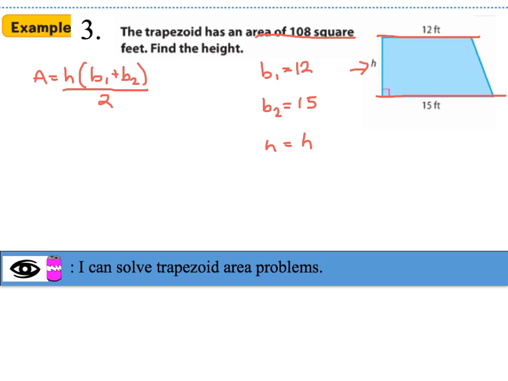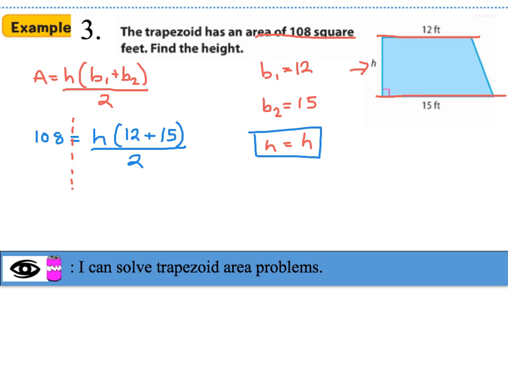So they're giving us the area. We know the area is 108 square feet. That's going to equal the height, which is h, because I don't know what the height is, times the quantity of base 1, which is 12, plus base 2, which is 15, divided by 2. So for this problem now, let's go ahead and draw the fulcrum down the center of the equal sign. And let's work on the right-hand side of the problem because that's where the variable is.